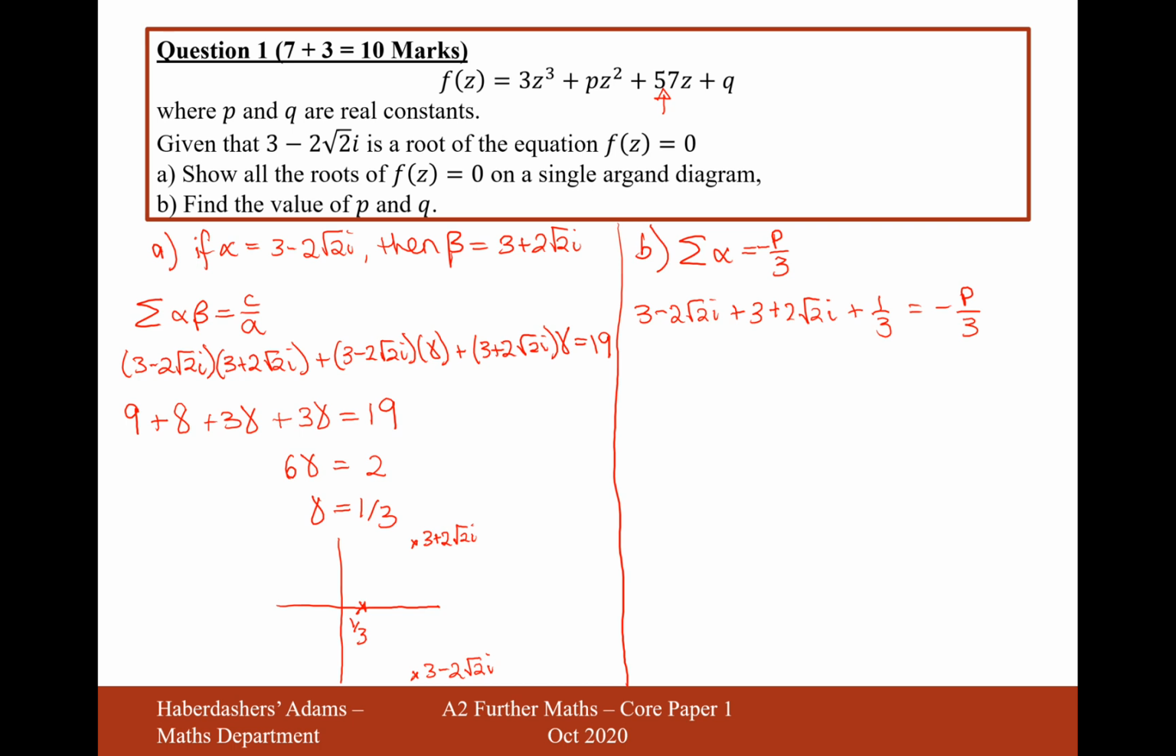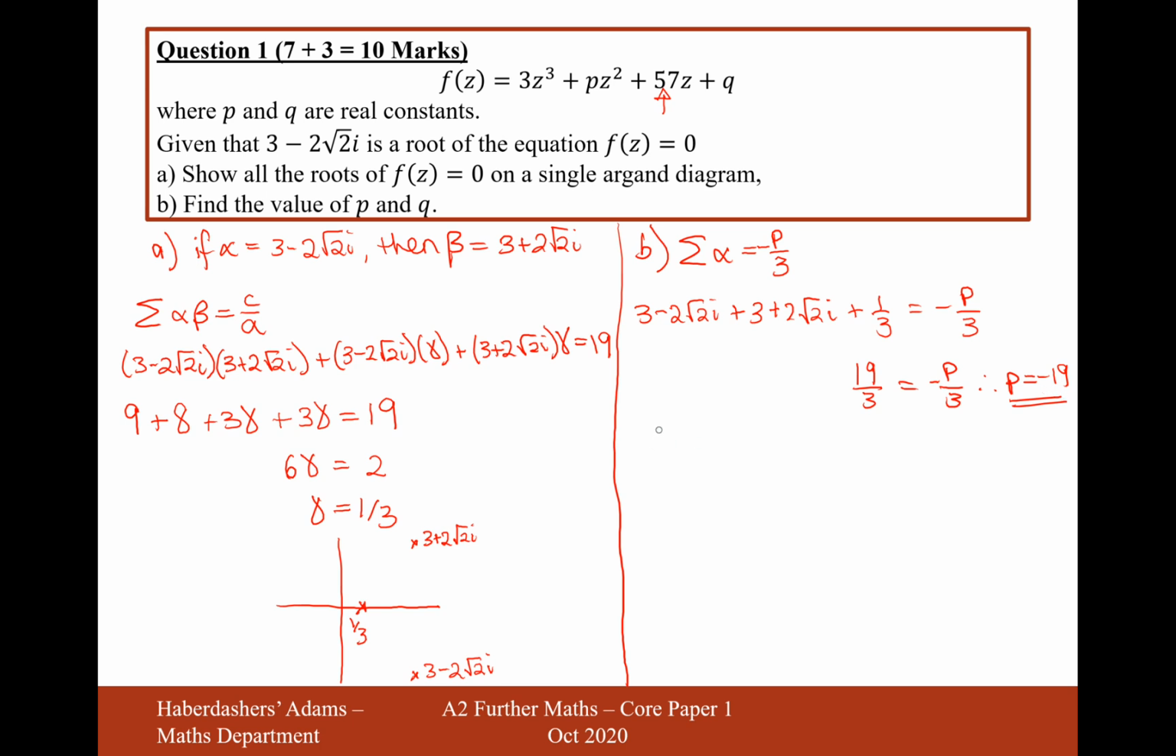Let's simplify the left hand side first. It's going to be 3 + 3 + a third, that would be 6. So 6 + 1/3 gives us 19 over 3, so it would be 19 over 3 equals minus p over 3, so therefore p is −19.